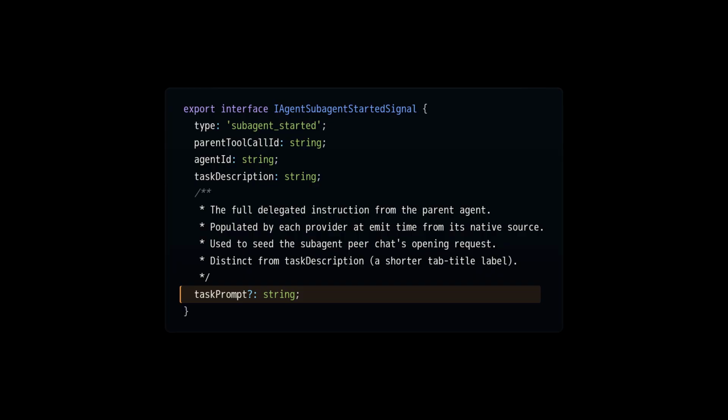Let's look at the new signal interface. We've added an optional task prompt field to the subagent started signal. The comment documents that each provider populates this at emit time from its native source, and the orchestrator uses it to seed the subagent peer chat's opening request. It's distinct from the shorter task description, which is just a tab title label.